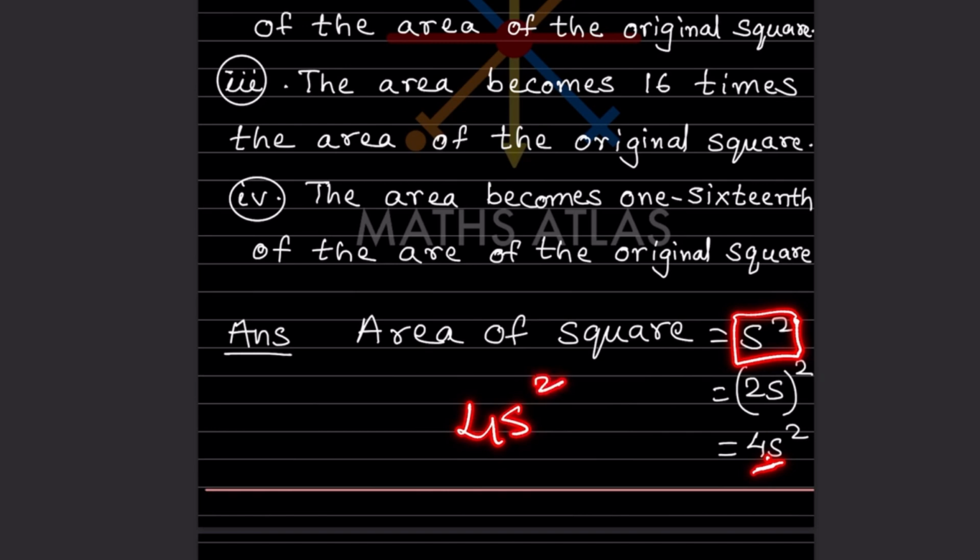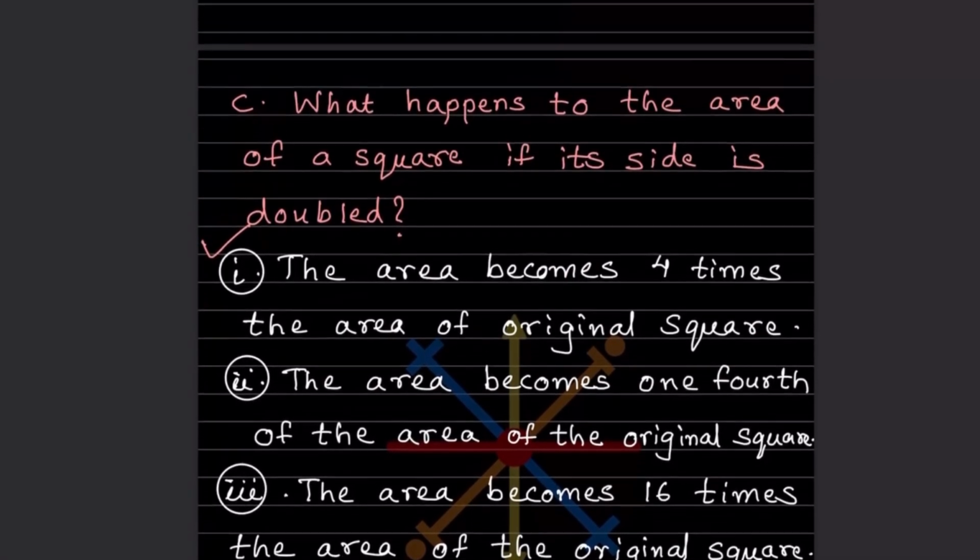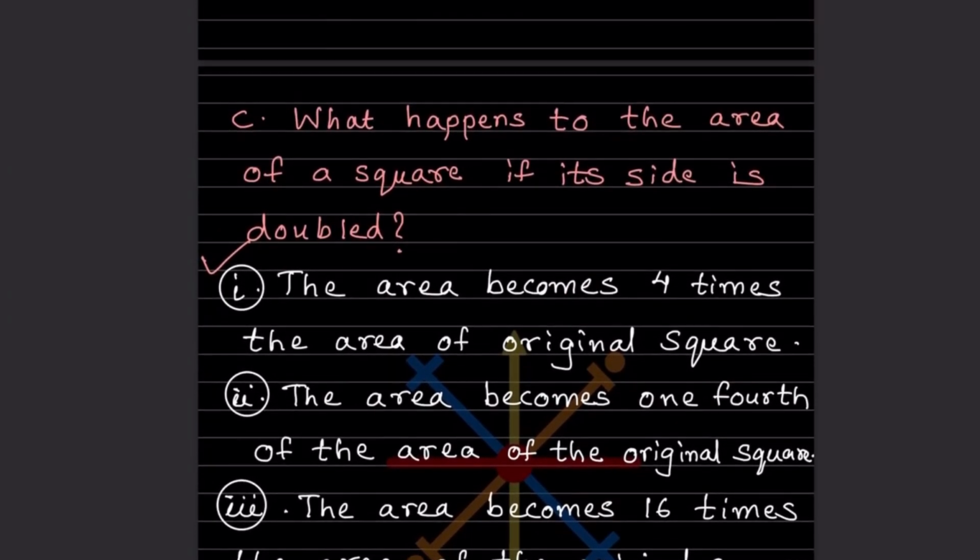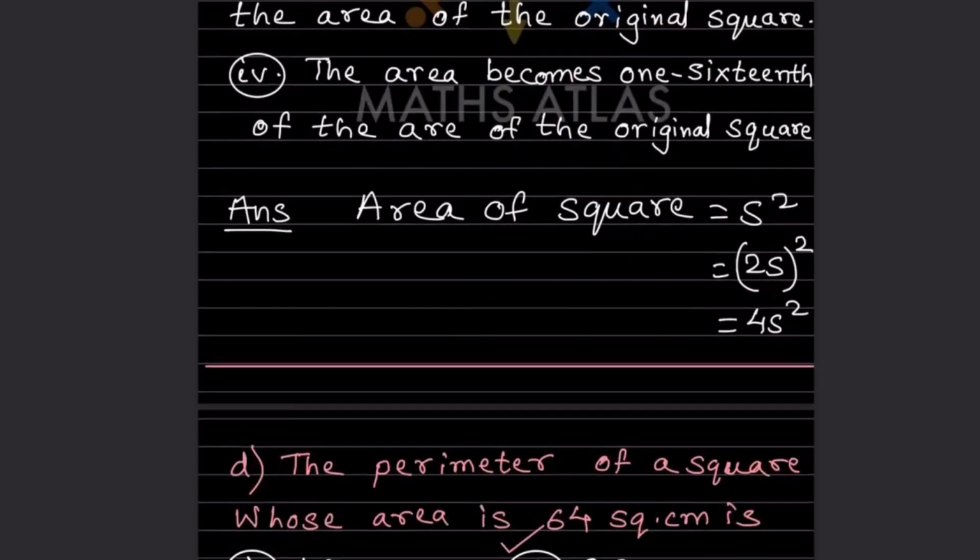So how many times does it get double? They said, what happens to the area of a square if its side is doubled? So what will you write here? The area becomes 4 times the original one. Original one is s square and now it became 4s square. So area becomes 4 times. So this is the correct option.